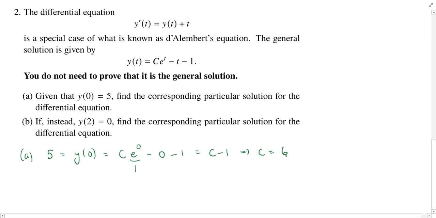And so our particular solution is going to be y of t is equal to 6 e to the t minus 1.